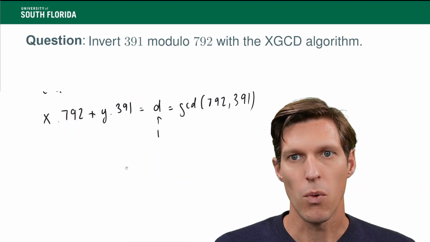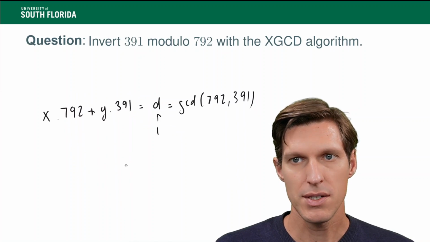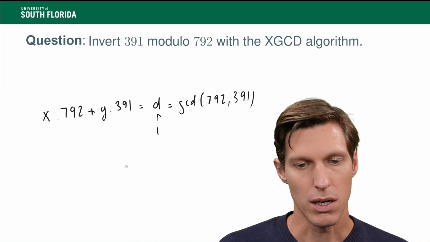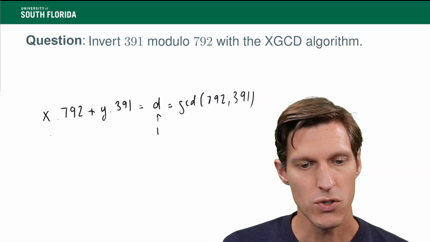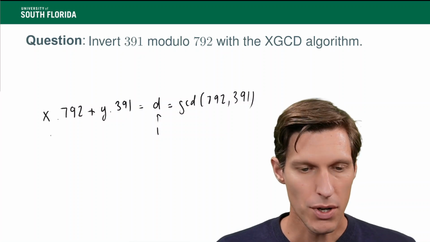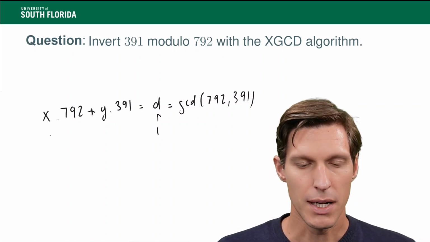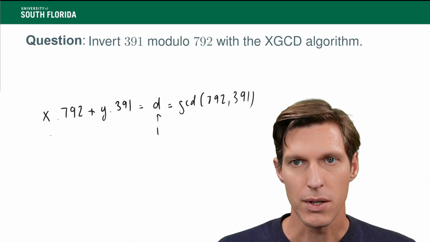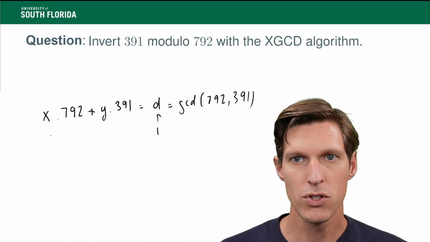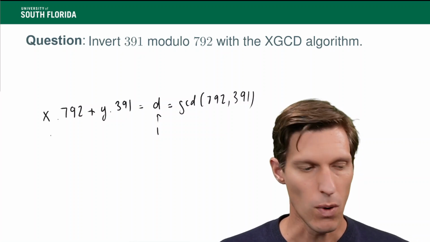So how does this work? Now we're going to focus on this task, and we can see right away that once we have that, then our inverse of 391 is going to be the number y. We'll circle back to that once we're done with this task of finding x and y.